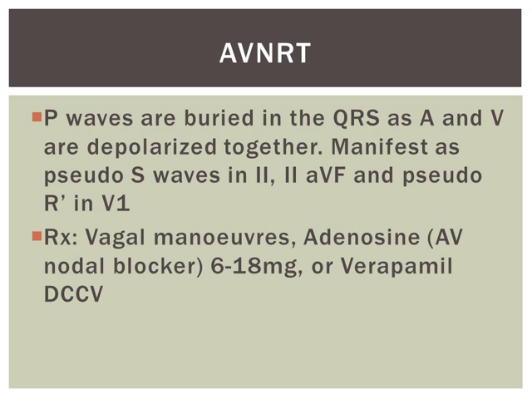The P waves that were formed from this little atrial echo are buried in the QRS because the atria and the ventricle are now depolarized at the same time, and they manifest as what's called pseudo S waves in 2, 3, aVF and pseudo R waves in V1. You can treat them usually with vagal maneuvers or adenosine and sometimes verapamil, and if that doesn't work, then cardioversion is the right treatment.